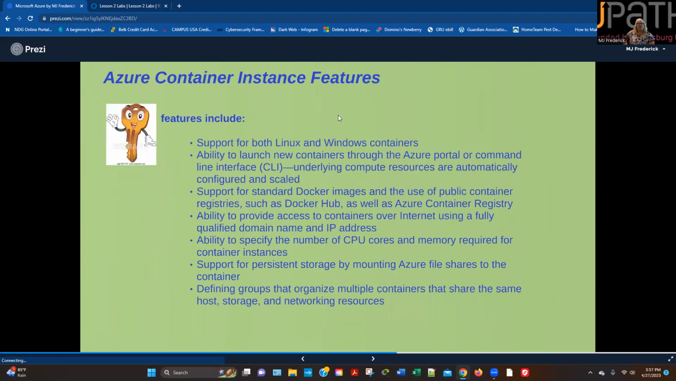Now, the features for the Azure Container Instance: it supports both open source, meaning Linux, and Windows, not Apple, but Linux and Windows. The ability to launch new containers, you can do it right through the portal or the command line interface. Supporting standard Docker images and the use of the public container registries or the Docker Hub, as well as the Azure Container Registry. The ability to provide access to containers over the internet using a fully qualified domain name and IP address.